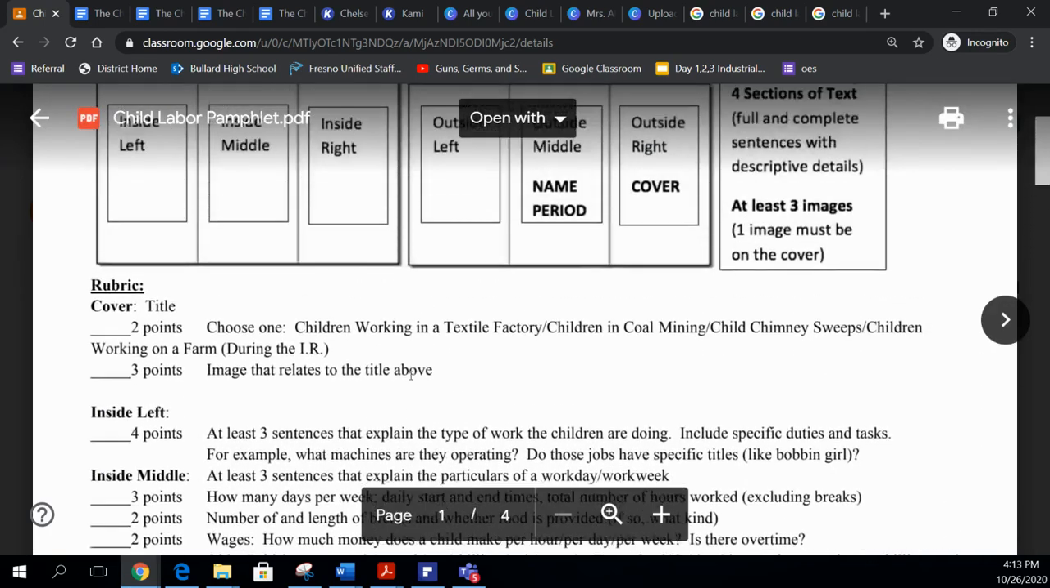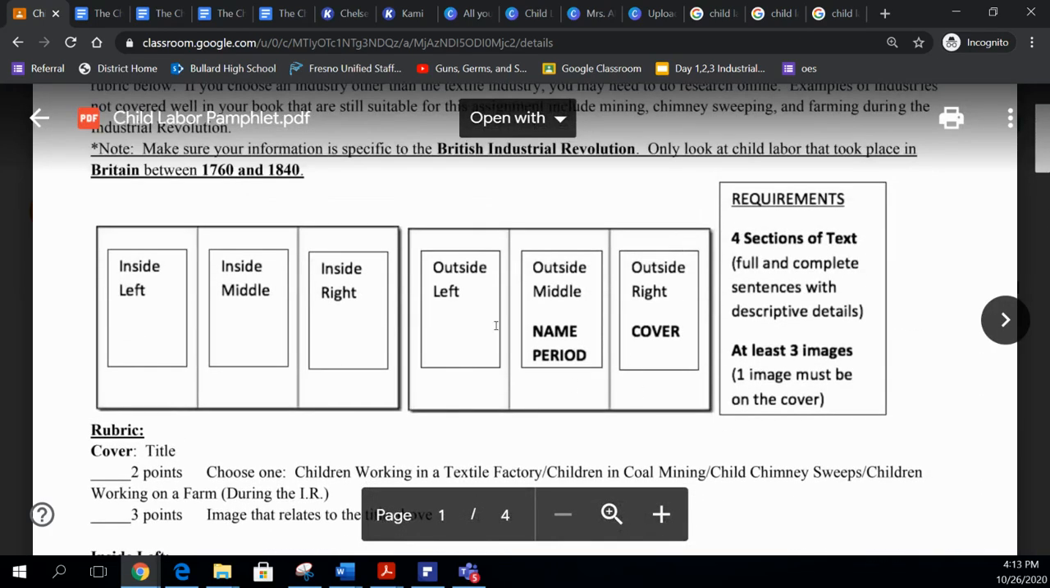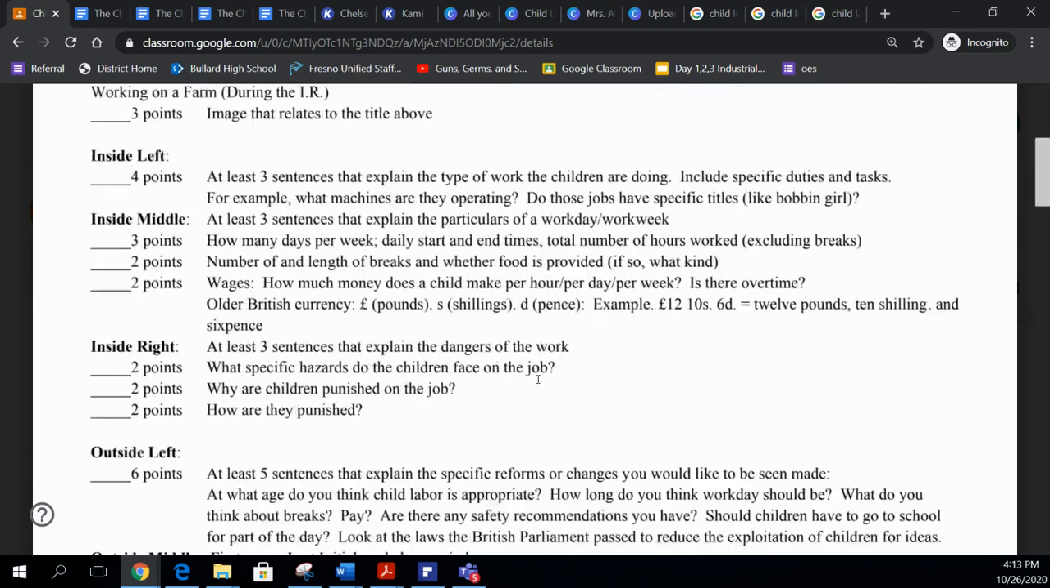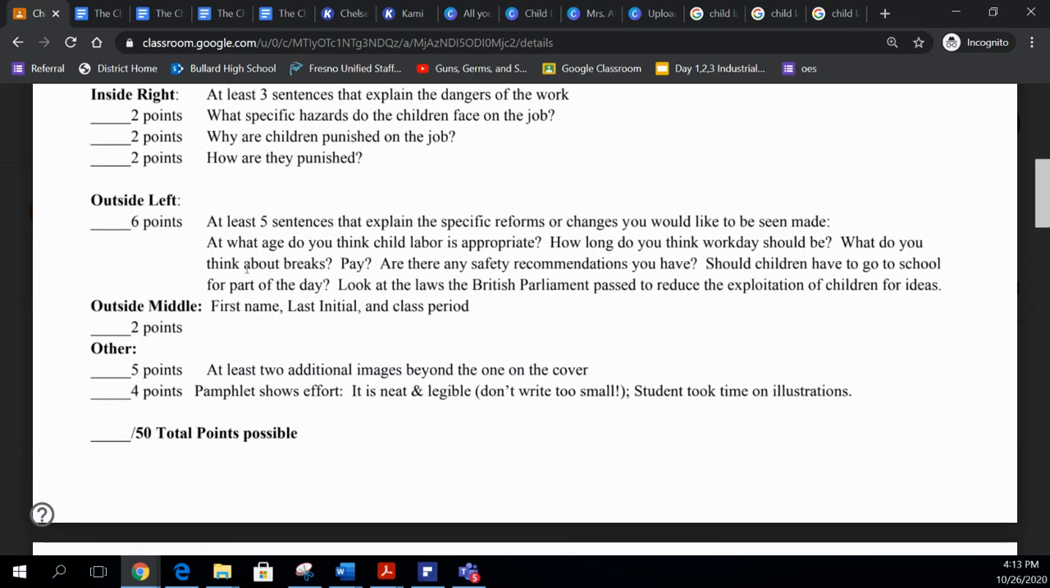Now you're going to move back out to the outside. You've already done your cover, and so we're going to do our outside left and our outside middle. Our outside left, this is your big meaty piece.